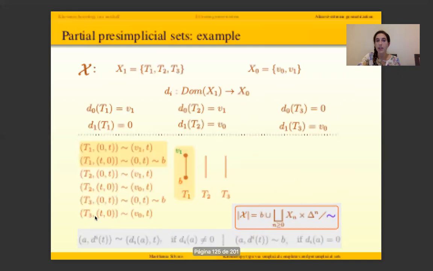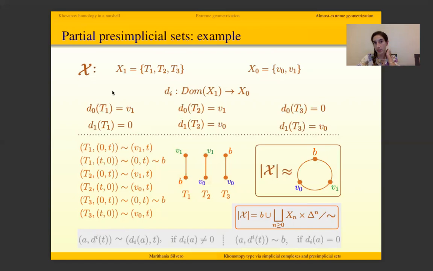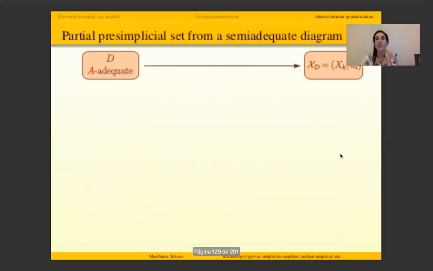So the first one, for example, tells us that the endpoints here, this one is going to be V1, this one is going to be B, and so on. You know how to glue the vertices to the endpoints of those segments, okay? And now if we just do the proper identifications, we get something like this. So we get that the geometric realization of this partial presimplicial set is S^1, okay? So these are partial presimplicial sets.